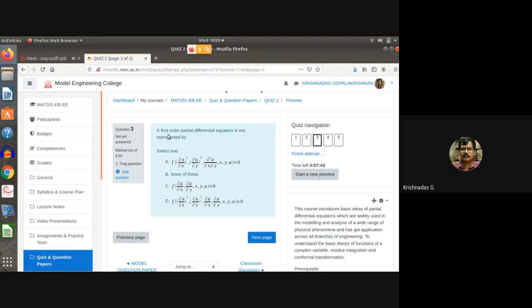The question is which first order partial differential equation is not represented by this. C and D are first order, because this is first order, first degree, and the last one is first order and second degree, because dou u by dou x the whole square is there, so it is second degree. But the A part is second order, because dou square u by dou x dou y is there. So the answer is the first one, A. It is not represented by this. This is a second order differential equation. Clear?